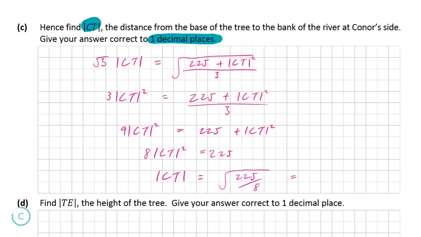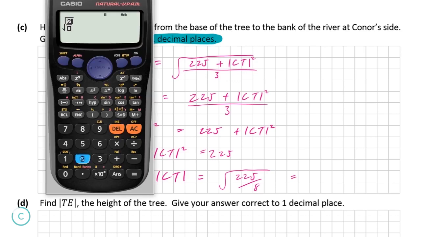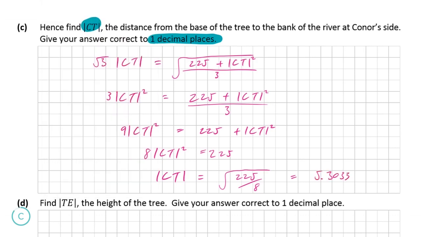And that is equal to, just using the calculator, we can type it in, and it is equal to 5.3033. But of course, to 1 decimal place, that is just equal to 5.3. And don't forget to include your meters. So that's it for part C. Basically just manipulating the equation and seeing how you get CT, but that's going to be worth 10 marks.